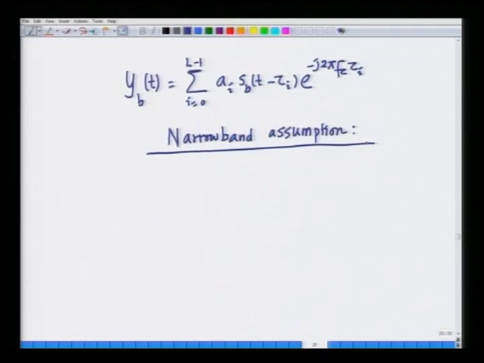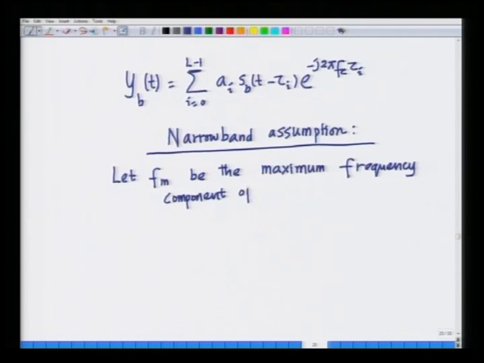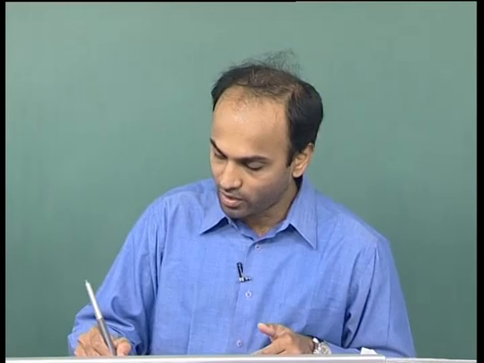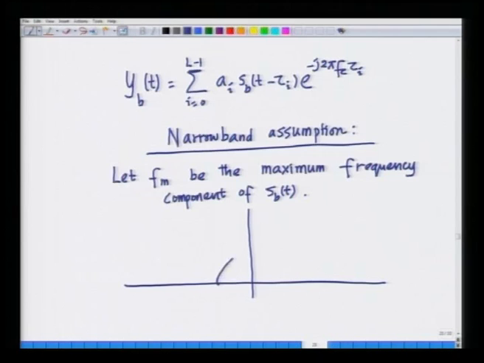The narrow band assumption is as follows. Let f m be the maximum frequency component of s b of t, that is, f m is the maximum frequency component of the transmitted baseband signal s b of t. Let me draw a picture to show what that looks like. If the spectrum in the baseband looks as follows, that is from minus f m to f m, then this maximum frequency component present in the complex baseband signal is what we are denoting by f m.